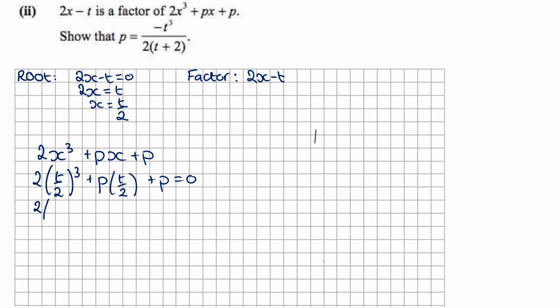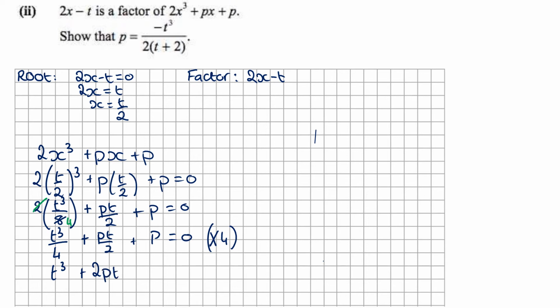So the first thing we're going to do is cube out these fractions. That's t cubed over 8 plus pt over 2 plus p is equal to 0. Cancelling this down, I get t cubed over 4 because the 8 and the 2 cancel here, plus pt over 2 plus p equals 0. Let's multiply the whole thing by 4 just to get rid of the fractions, make it a little bit more straightforward. Plus 4p equals 0.